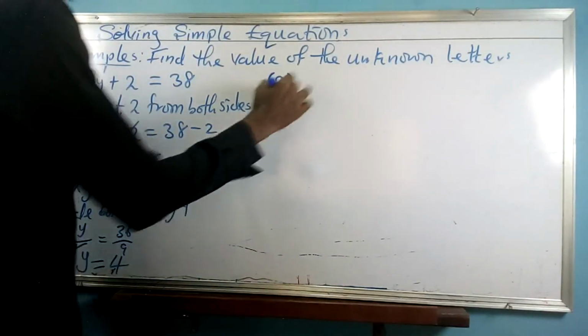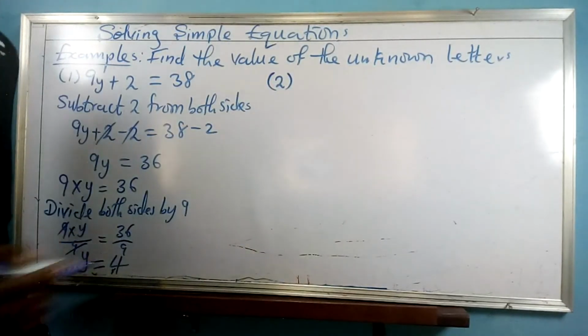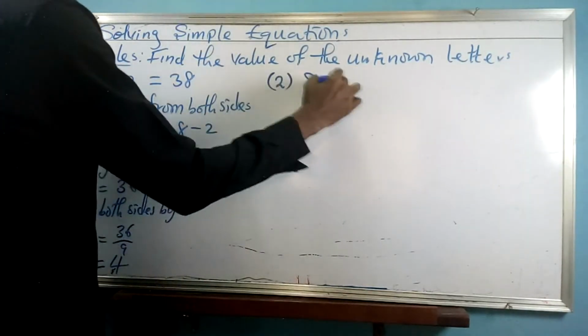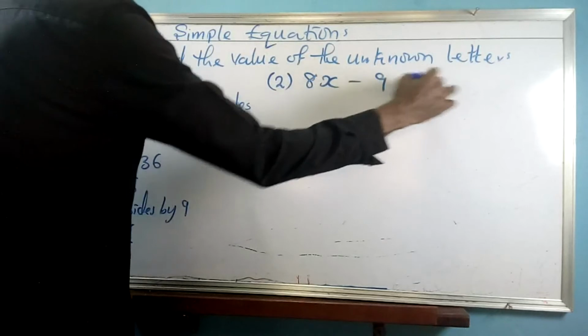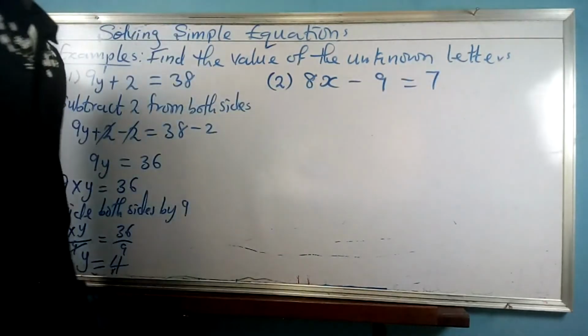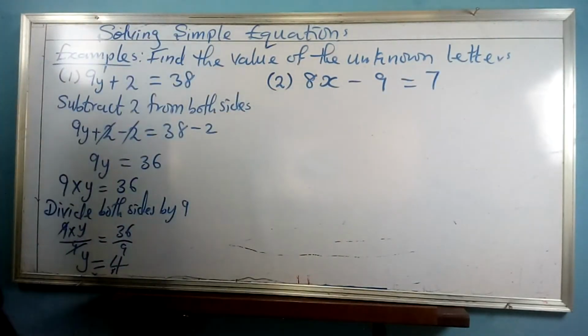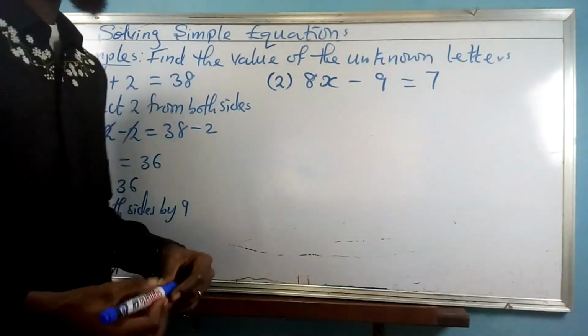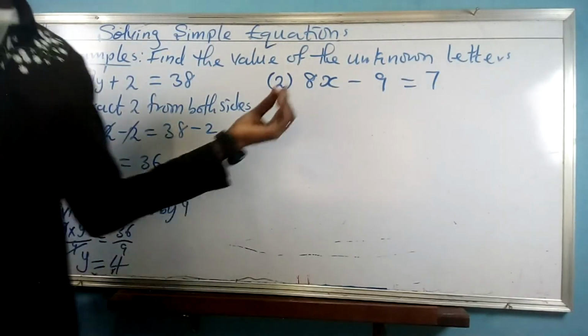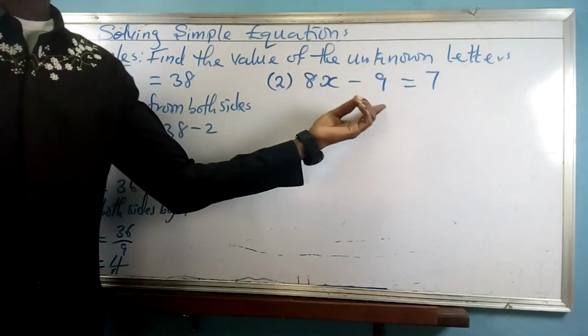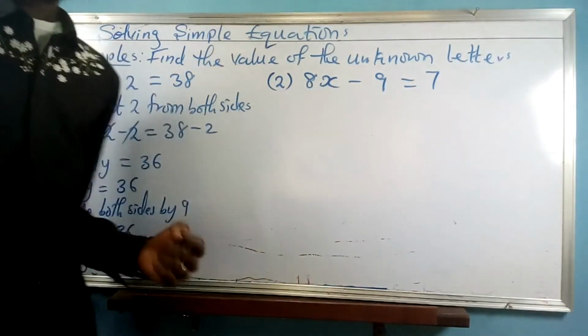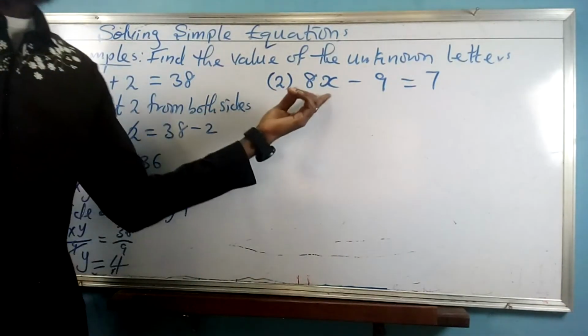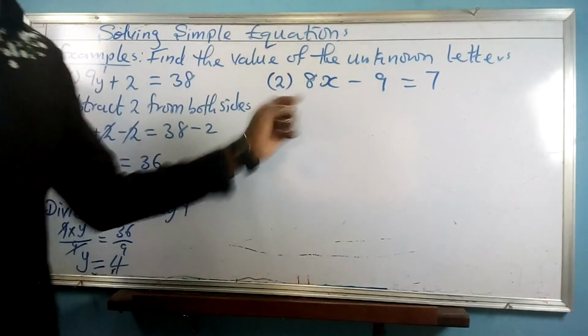Number 2 example now. If we have 8x minus 9 equals 7. Over here you see that we have 8. We know the value of 8. We know the value of 9. We know the value of 7. So which one are we looking for? X. We don't know the value of x.